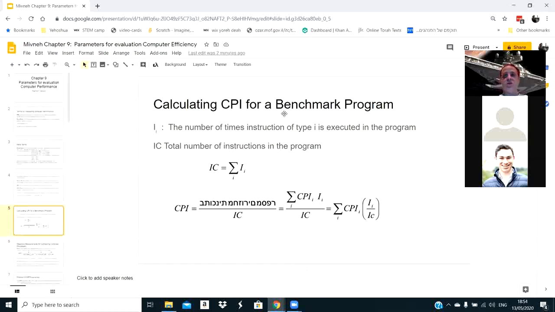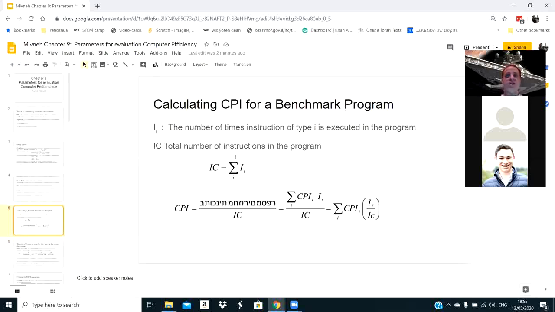And what we're saying is, if we have a benchmark program, what is a benchmark program? It's a program that I use to test my computer. I want to see if my computer is fast or slow. So I take the same program and I run it on 3 different computers, and I see which one runs it fastest. So that's a benchmark program. So we want to calculate the CPI, the cycles per instruction, which is an average for this program.